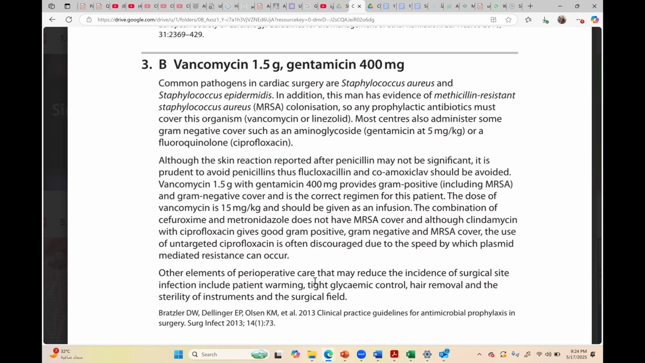The dose of vancomycin is 15 milligrams per kg and should be given as a slow infusion. What complication occurs with vancomycin? Red man syndrome occurs with vancomycin. Yes, I think red man syndrome. The combination of cefuroxime and metronidazole does not have MRSA cover. And although clindamycin with ciprofloxacin gives good gram-positive, gram-negative and MRSA cover, the use of untargeted ciprofloxacin is often discouraged due to the speed by which plasmid-mediated resistance can occur.